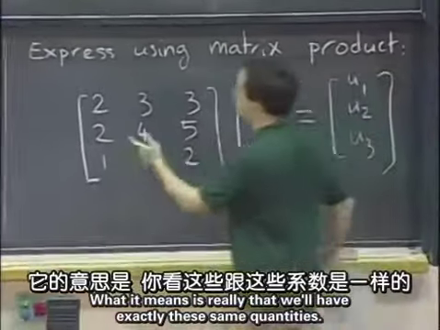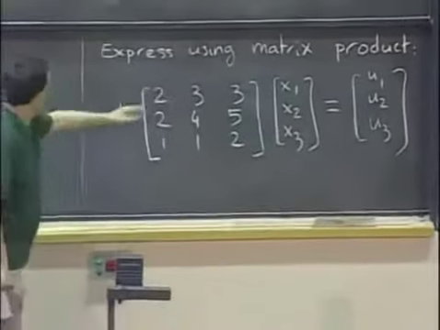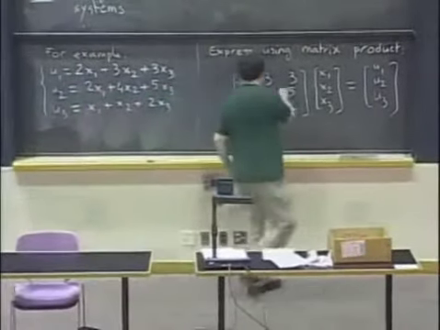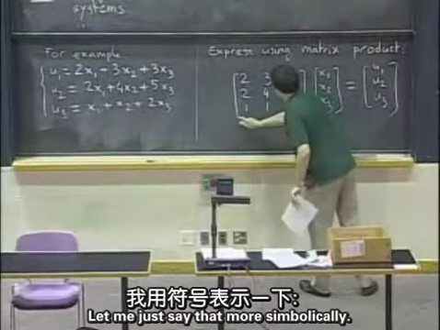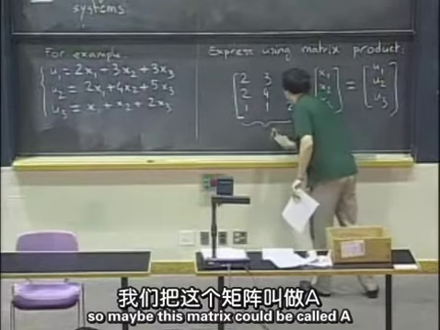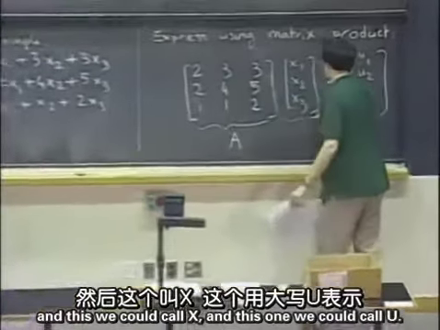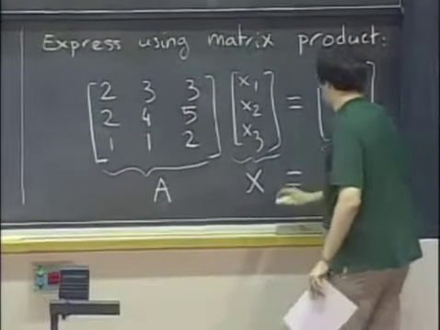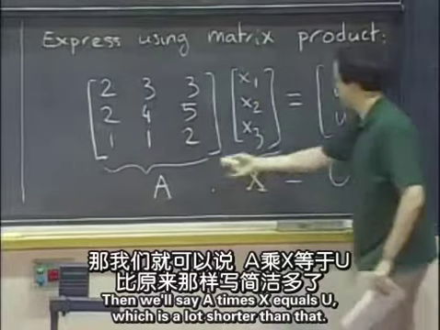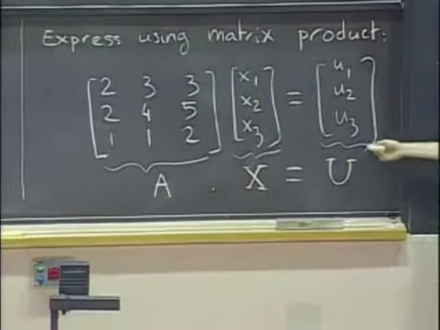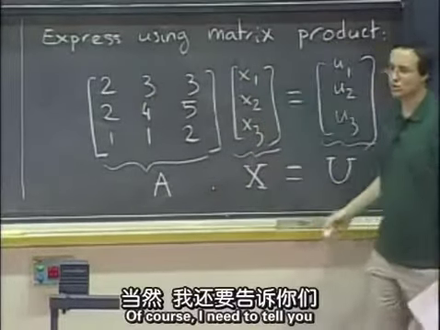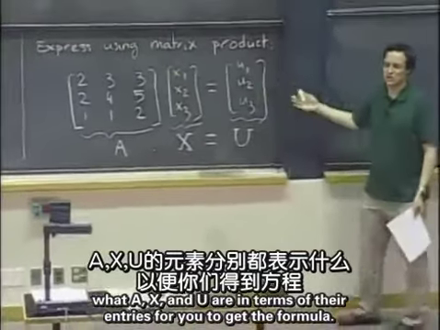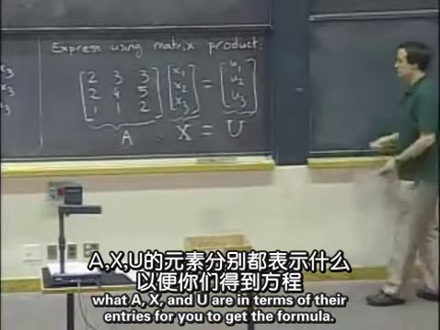Well, what it means is really that we'll take exactly these quantities, but let me just say that more symbolically. So maybe this matrix we could call A, and this we could call X, and this we could call capital U. Then we'll say A times X equals U, which is a lot shorter than that. Of course, I need to tell you what A, X, and U are in terms of their entries for you to get the formula. But it's convenient notation.